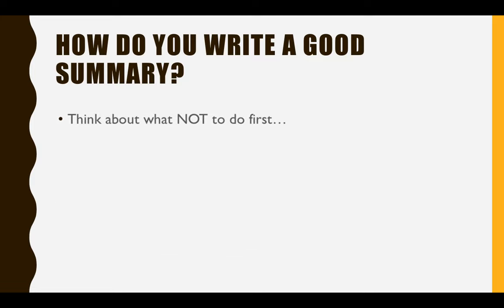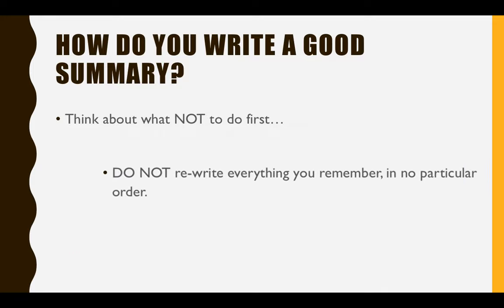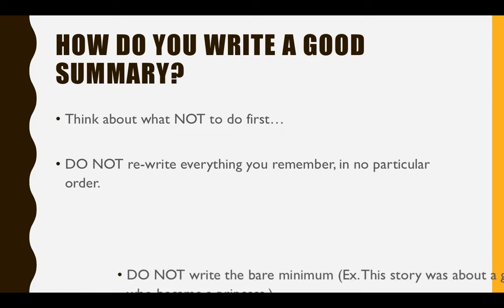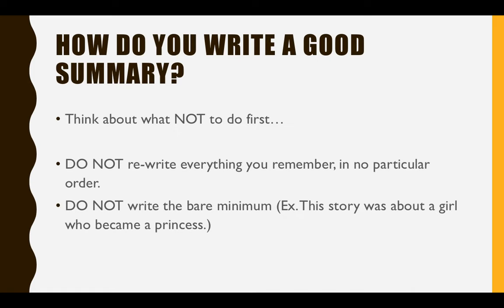But before we write the summary, let's think about what not to do first. You definitely do not want to rewrite everything that you remember from the text. And you also don't want to write it in a random order. You also don't want to write the bare minimum. So, for example, let's say we're reading a story about Cinderella. As my summary, I don't want to say this story was about a girl who became a princess. That is way too general. It doesn't give any of the main points about the actual story itself.